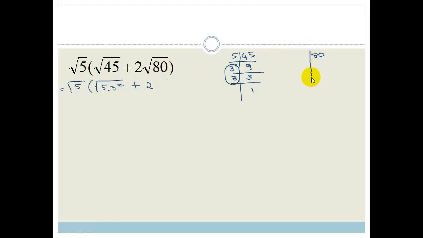So 80, if we factorize it, the smallest prime number that can go into 80 is 2, and that gives you 40. And again, 2 gives you 20. And again, 2 gives you 10. And again, 2 gives you 5. And then obviously 5 gives you 1. So do you see that we've got 2 squared, another 2 squared, and then a 5?